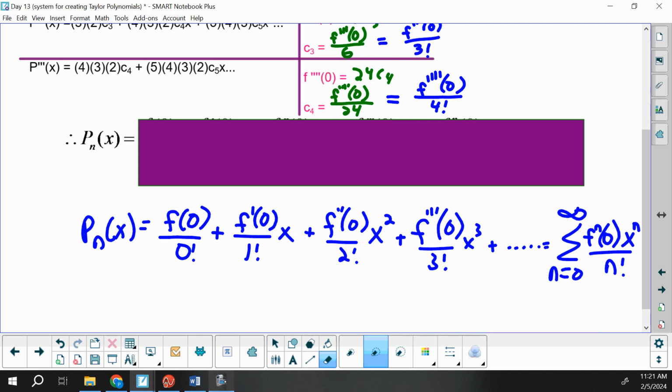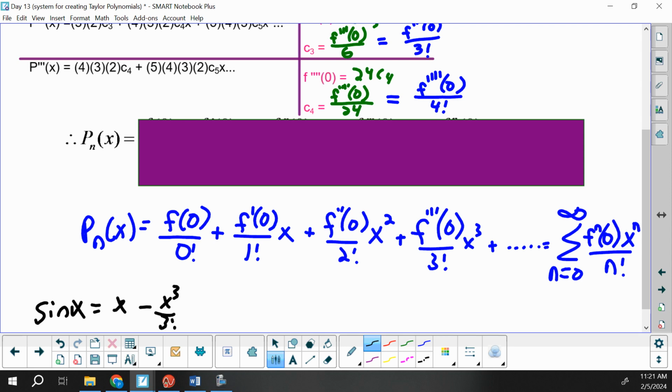So just to show you a quick example, let's think about sine x. Sine x, we know, is x minus x cubed over 3 factorial plus x to the 5th over 5 factorial, and so on. Well, where's our f of 0 over 0 factorial? Well, sine of 0 is 0. That's why that first term is gone. The first derivative of sine is cos. Cos of 0 is 1, and it's over 1 factorial. That's why we have this.